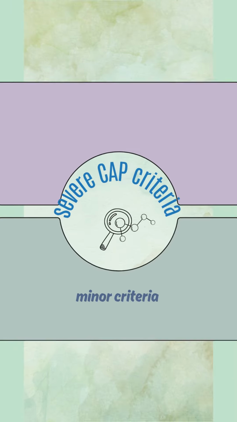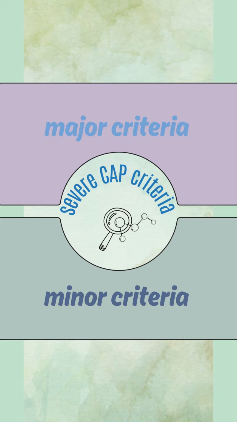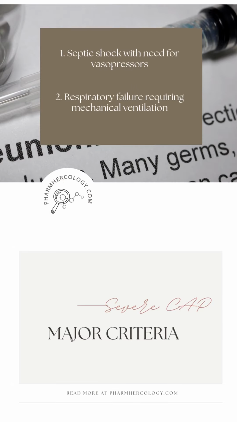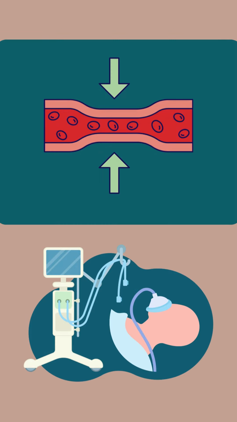It consists of major and minor criteria. The major criteria are straightforward. If a patient is hypotensive enough to require vasopressors, or they need mechanical ventilation because of respiratory failure, we admit directly to the intensive care.